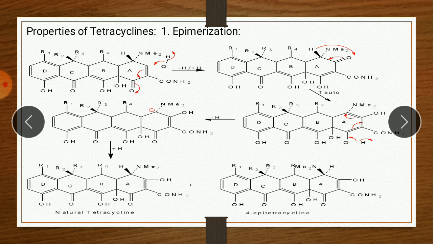So in short, tetracycline undergoes an epimerization reaction and forms the 4-epitetracycline isomer. At intermediate pH, this is in equilibrium, that is, equal amounts of both compounds, but it is shown that 4-epitetracycline is less effective than natural tetracycline.